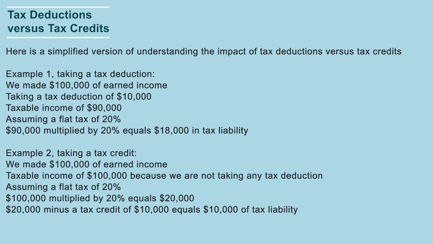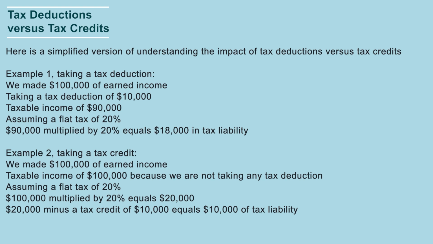Example 2. Taking a tax credit. We made $100,000 of earned income. Taxable income is $100,000 because we are not taking any tax deduction. Assuming a flat tax of 20%, $100,000 multiplied by 20% equals $20,000.